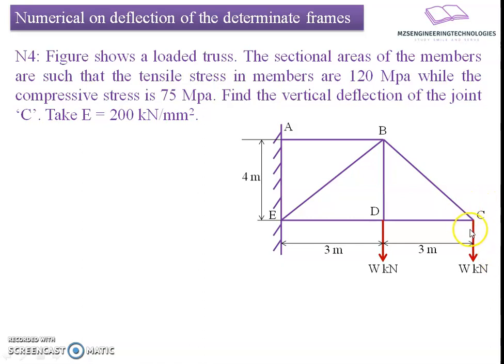It is supposed to find out the deflection at the joint C of this assembly, a cantilever frame which is given to us, where the members are so proportioned that the cross-sectional area is going to yield maximum tensile stress not more than 120 MPa and maximum compressive stress not more than 75 MPa. So to begin with, we will find out some geometric proportions.